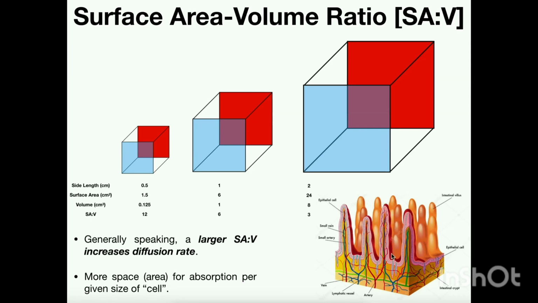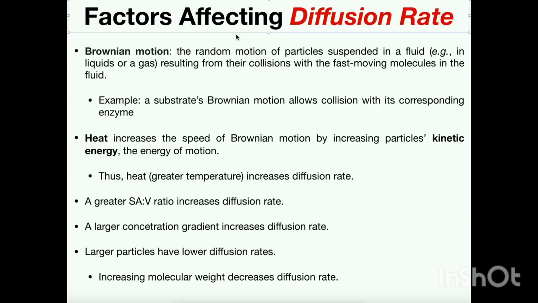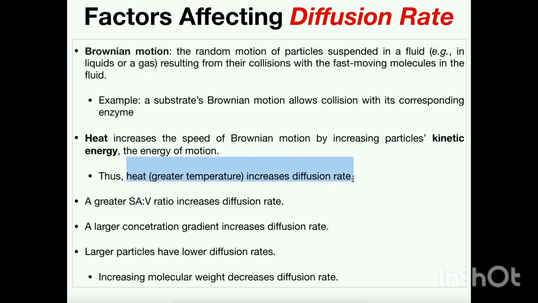We can also observe this in the alveoli of the lungs, which are the sites of gas exchange for oxygen and CO2. Those surface areas are also maximized through a different effect. Now, we're going to focus on one more factor that affects diffusion rate, and it's actually heat. And I'm going to really just highlight this point right here. Heat or greater temperature increases diffusion rate.